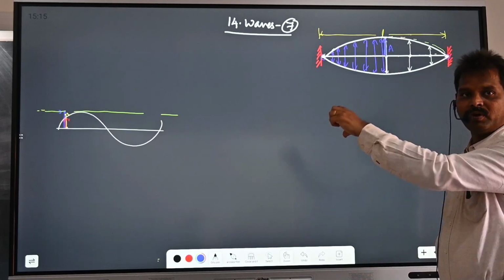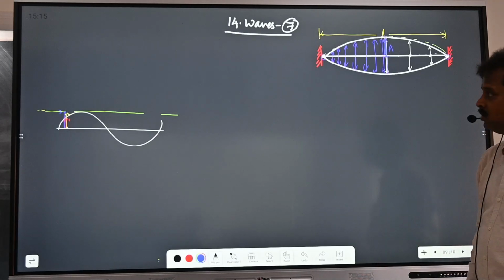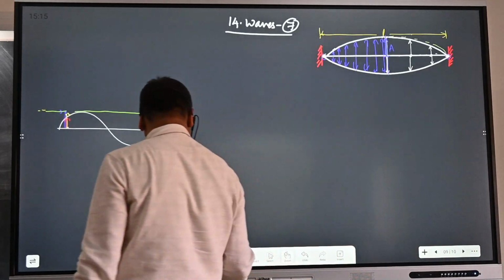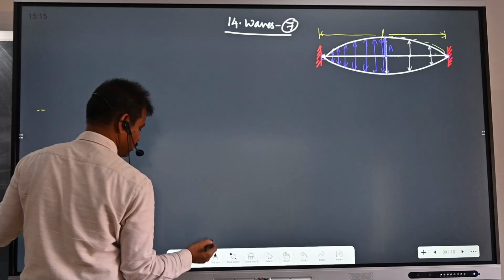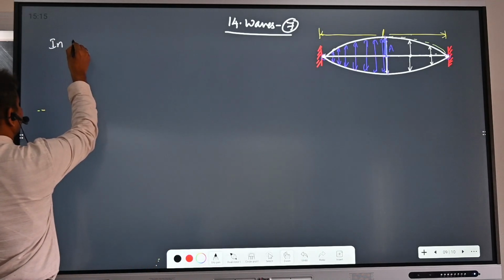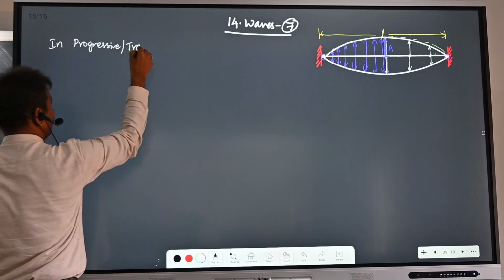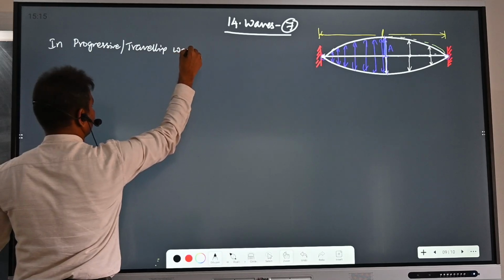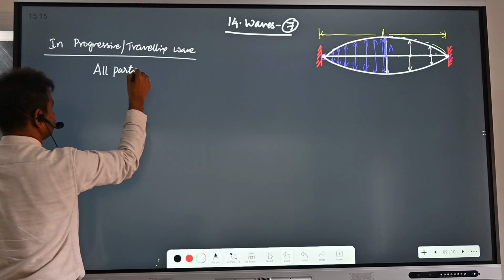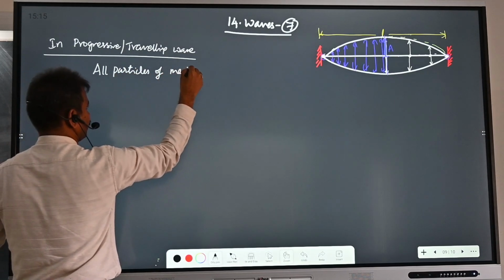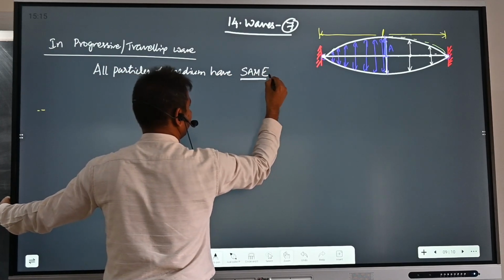But they have a varying displacement from the mean position. So what is the main difference between traveling and stationary wave? In a progressive or traveling wave, all particles of the medium have the same amplitude.